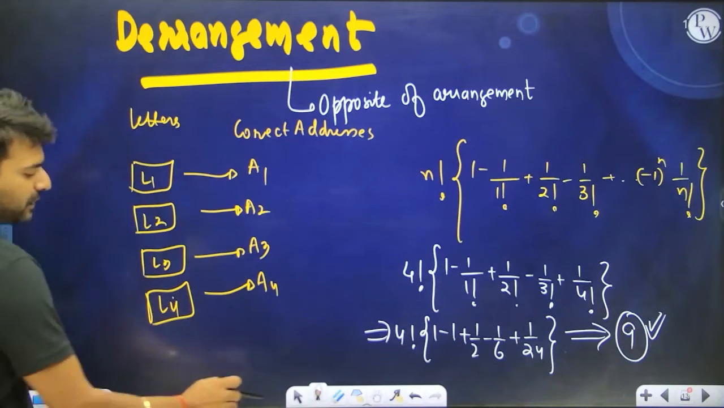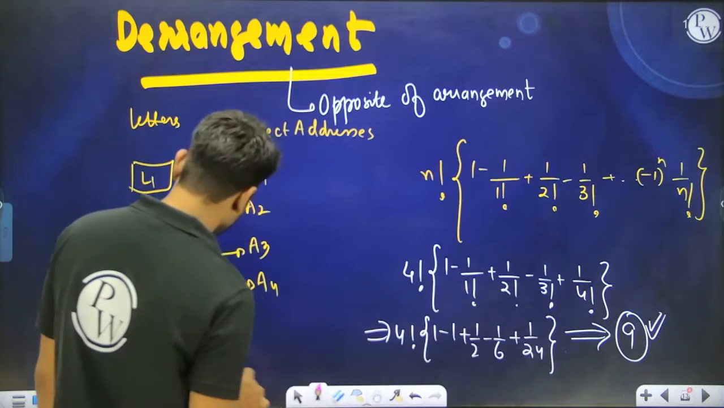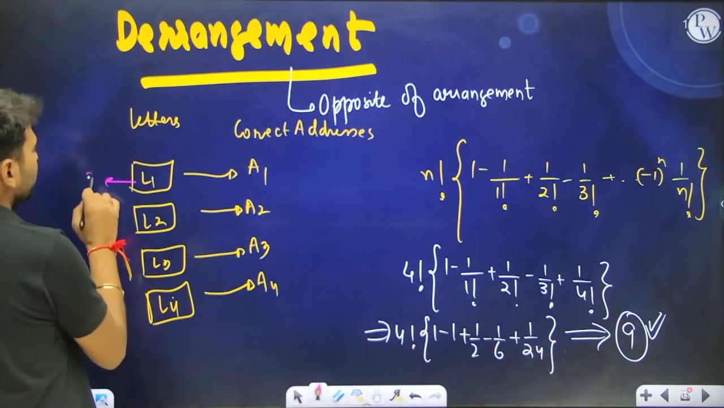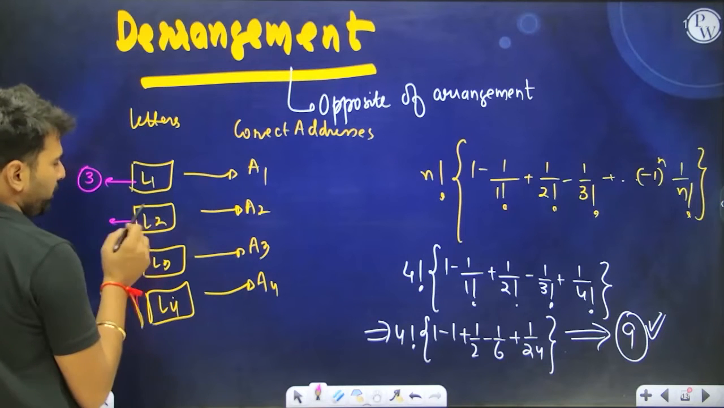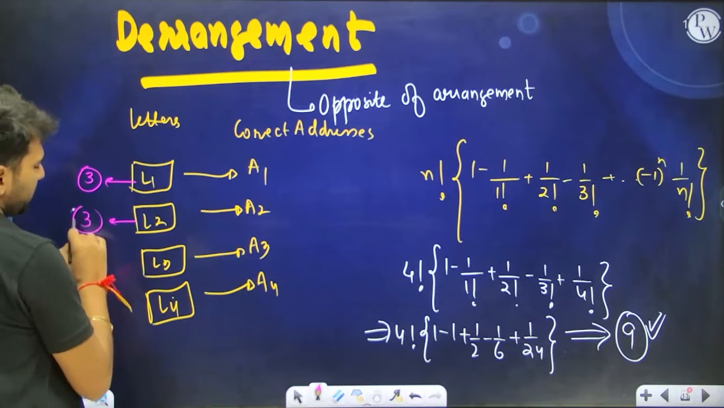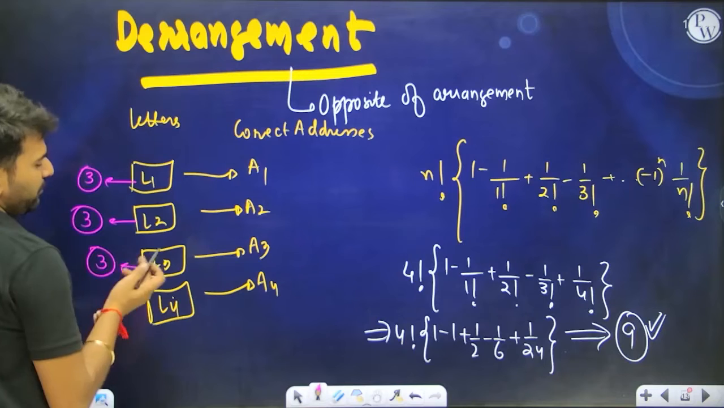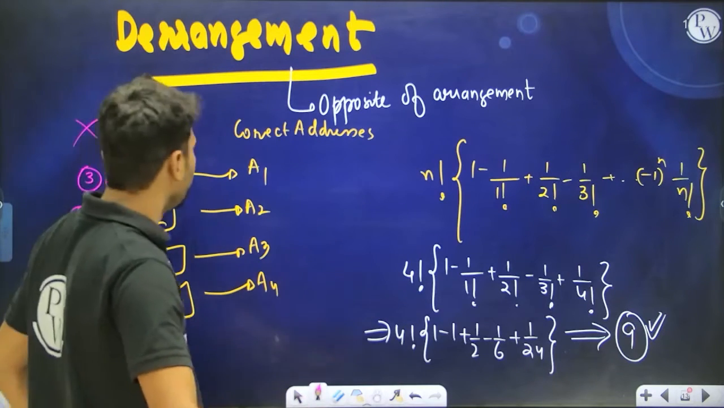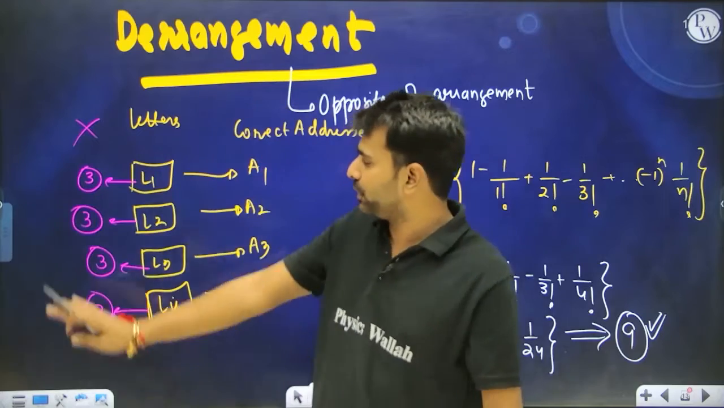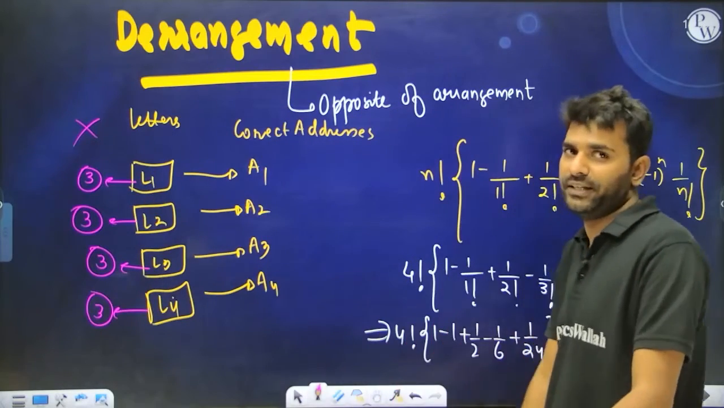Okay, a lot of people think it like this. Letter 1 can go to 3 places, sir, because it can go to A2, A3, A4. Letter 2 can go to 3 places, sir, A1, A3, A4. This can go to 3 places, sir, A1, A2, A4. This can go to 3 places. That will be wrong. Why? Because each and every letter has to be delivered, so they will say that, sir, 3 to the power 4 will be the answer, but no.